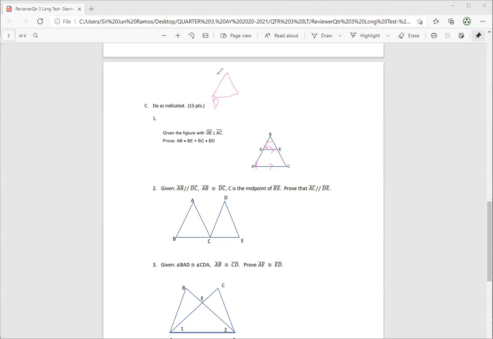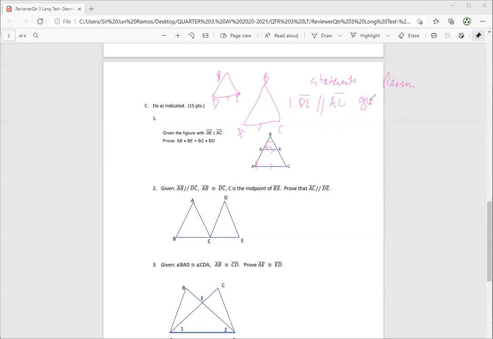We have triangle DBE and triangle ABC. And here, DE here is parallel to AC. Okay, so let's have our proof. The first column will be the statements, and the next column will be the reasons. Okay, so always start with what the given tries to tell us. So here, DE is parallel to AC.